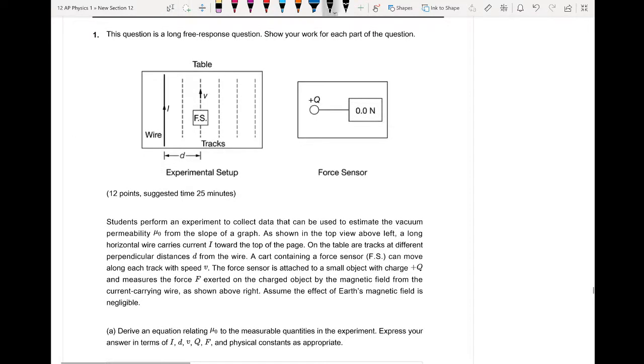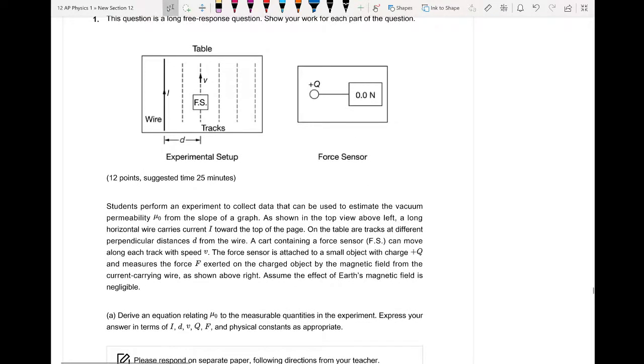We can design an experiment to figure out this magnetic permeability, this mu naught. So students perform an experiment to collect data that can be used to estimate the vacuum permeability mu naught from the slope of a graph. So we want to do something so we can graph some data, and our slope is equal to mu naught. So that's a big idea.